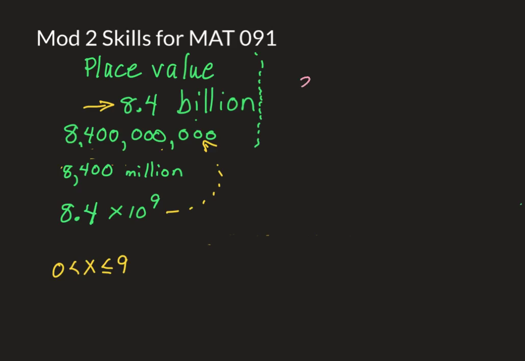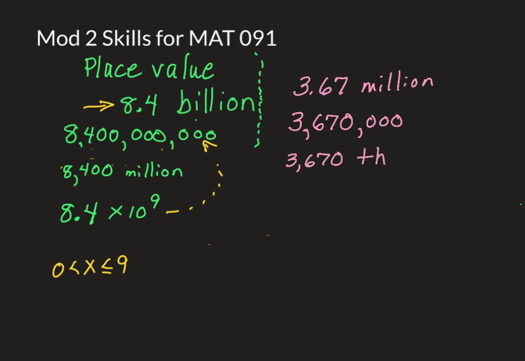So let's compare that to 3.67 million. How could that be rewritten? Well, there's my 3 million, and then that would be 670,000, and we have nothing in the hundreds. Okay, it could also be rewritten 3,670,000. How else could it be rewritten? It could be rewritten 3.67 times 10 to the 6th.